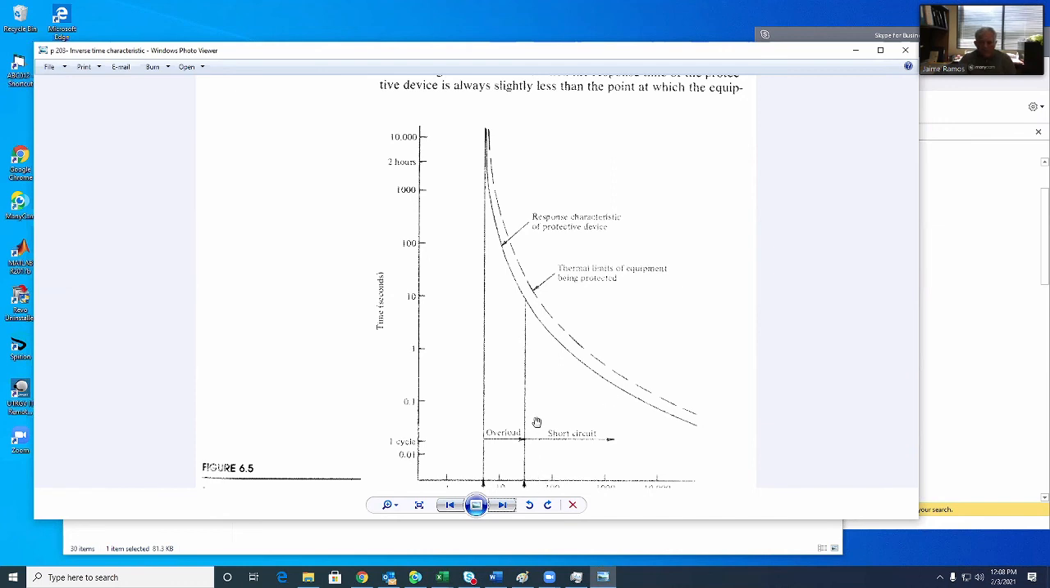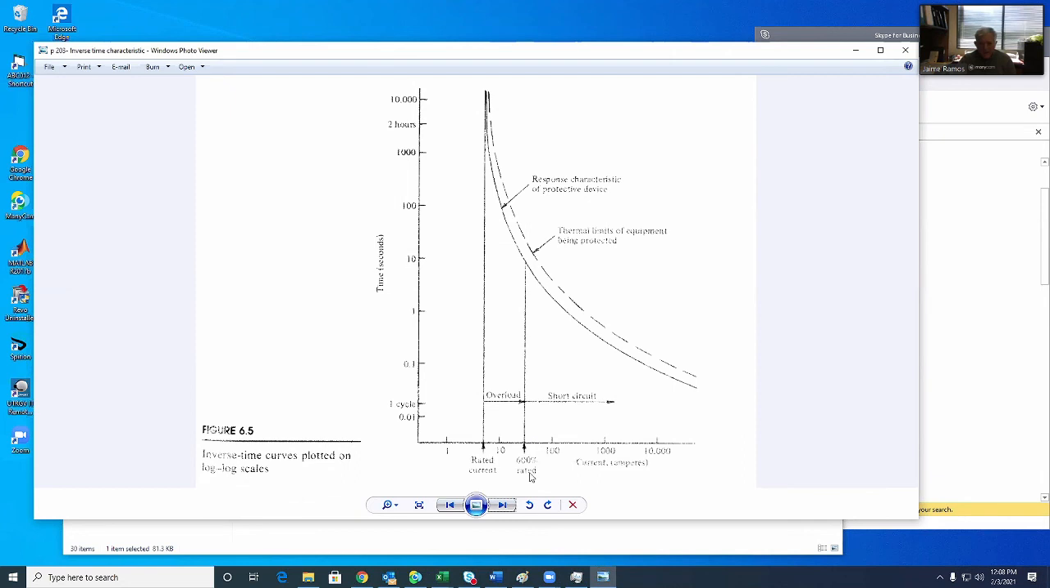And now we have here a second vertical line. It's very interesting. It defines the range of the overload. So an overload is defined in this diagram. Those faults with a range from the rated current, higher than the rated current, to, no, 6 times. 600% is equal to 6 times.